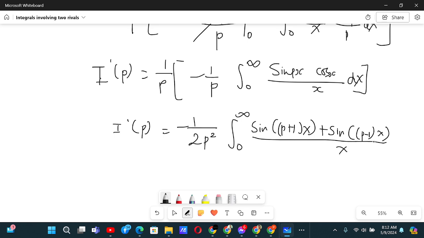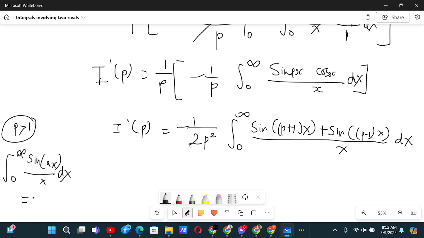Since p is greater than 1, both p minus 1 and p plus 1 are greater than 0. We also know the Dirichlet integral, the integral of sin ax by x: if a is a positive number, this integral is just pi by 2. Using this fact, we have minus 1 by 2p squared times pi by 2 plus pi by 2, that is just pi. So this is I dash of p.